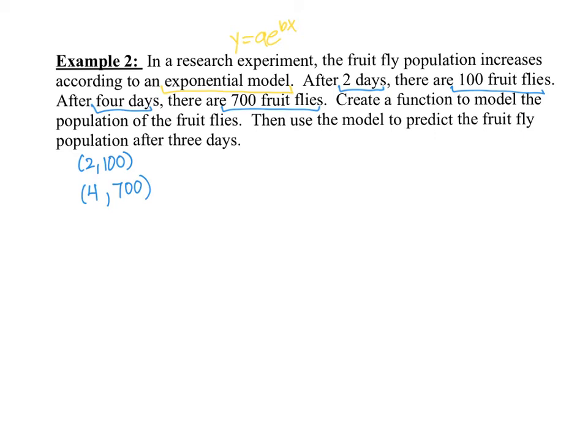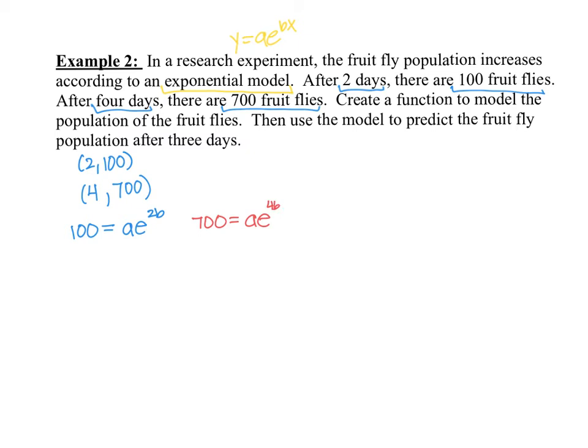So I'm going to use the general equation to create my model. Okay, now I don't have a 0, which means this might be a little bit more work. So I'm going to go ahead and plug 2, 100 into the equation. So y is 100 equals a times e to the x is 2, so 2b. Did that help me? Not really. I can't really solve it, so I'm going to go ahead and write the second equation and then see what happens. For 4, 700, I get 700 equals a times e to the b times x, 4b.